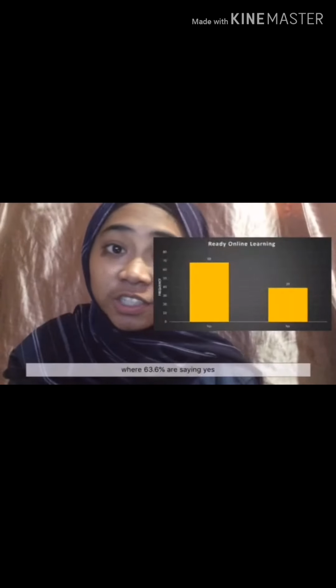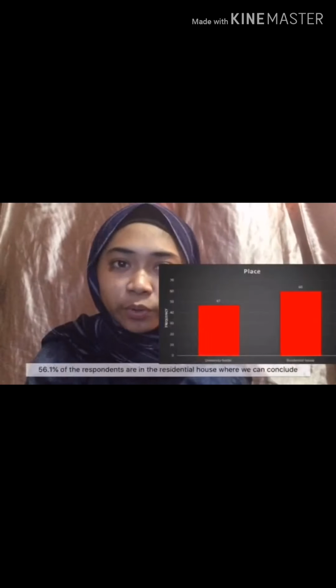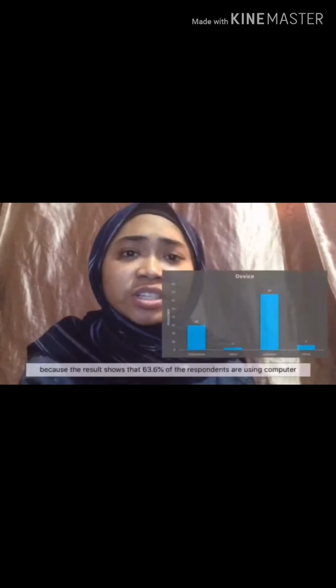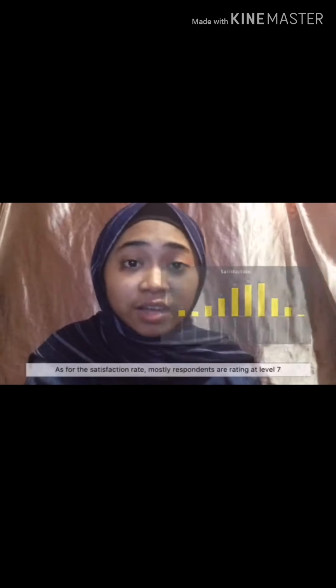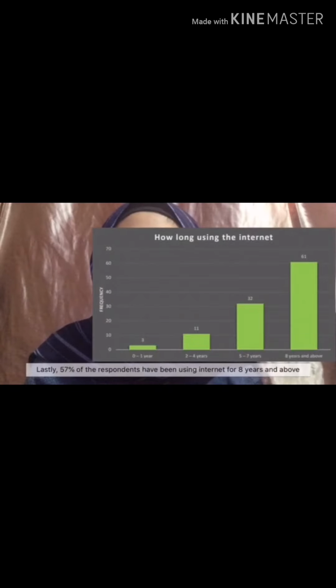The majority of the respondents are ready to be involved in online learning, where 63.6% of the respondents say yes. Move to the place where online learning is conducted. 56.1% of the respondents are in a residential house, where we can conclude that half of them managed to reach home before the MCO, while the rest are still staying in the university hostel. We can't deny that computers and students can't be separated, because the result shows that 63.6% of the respondents are using a computer as their device for online learning. As for the satisfaction rate, most respondents rated at level 7. Lastly, 57% of respondents have been using the internet for 8 years and above.